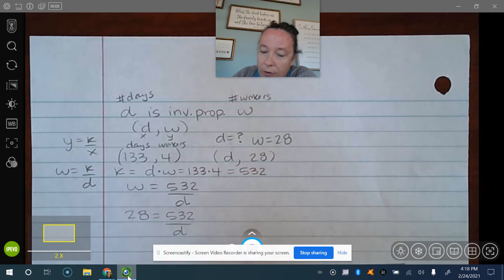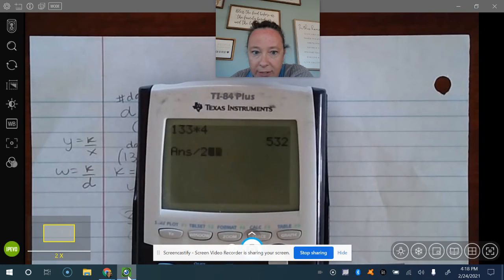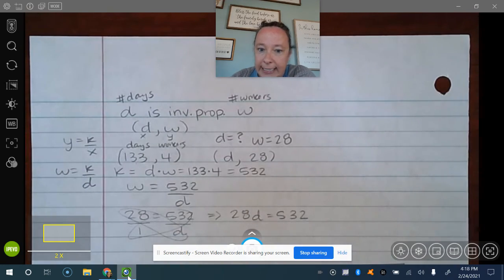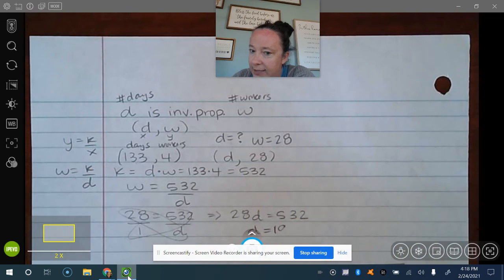And remember me telling you in an earlier example that students really do mess up when the variable's in the denominator, and I recommended that you do cross multiplying. So you get 28D equals 532. I need to do 532 divided by 28, and I get that D is 19. So it would take 19 days if I had 28 workers. It would take 19, oh my goodness, my lid. It would take 19 days.